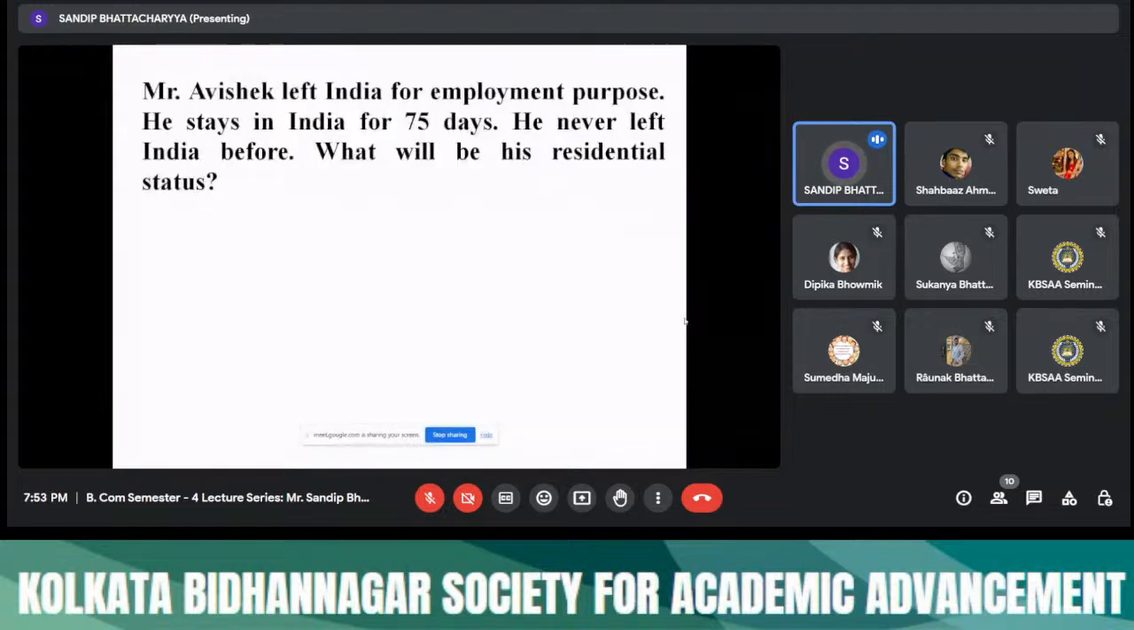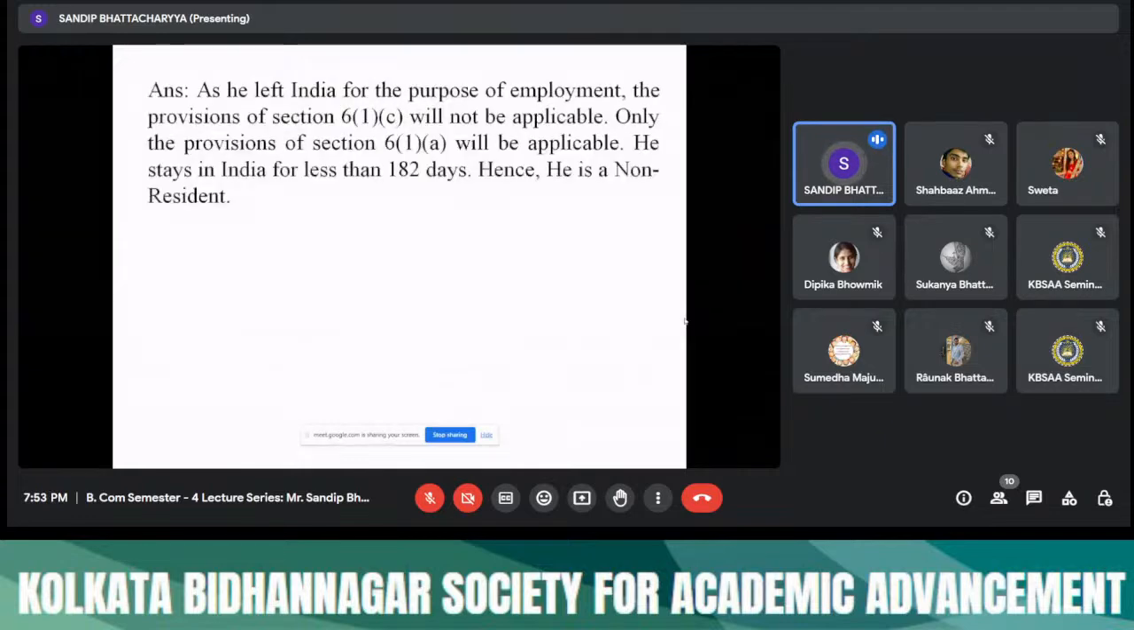Now in this question, I am showing this question again. No information is given regarding his income. How can you assume it? So he doesn't satisfy section 6 subsection 1 clause A, that is previous year 182 days. So he is treated as a non-resident of India. So we have made 3 case studies: condition number 1, condition number 2, and this is the exception case. I move to my next slide.